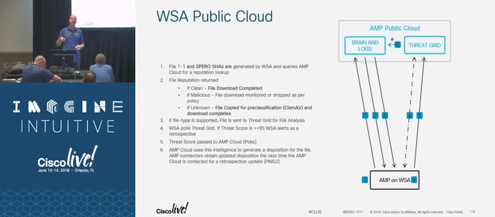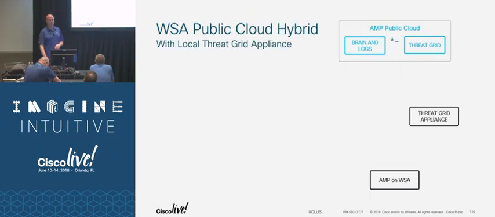AmpCloud will use that intelligence with other intel to give a final disposition, because remember, ThreatGrid just does the file analysis piece. It doesn't actually tell us point blank at the very end that this file is good or bad. That's AmpCloud's job. AmpCloud will then update the local WSA.